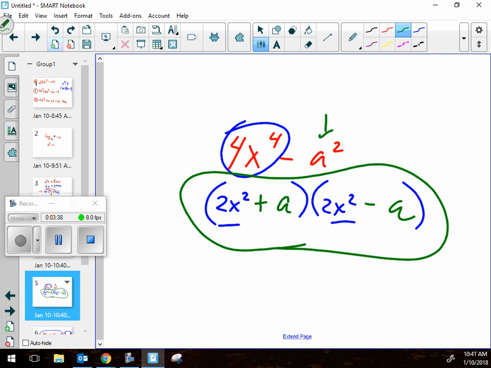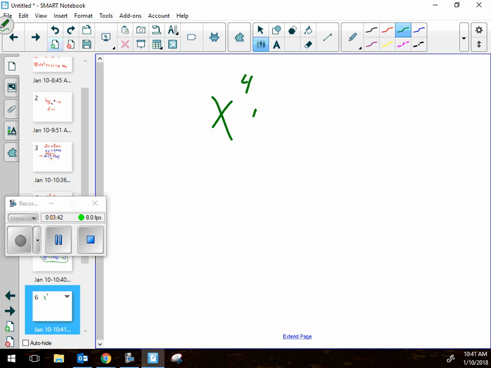Raise your hand if you had that one right. Good, move on to the next kind. How about this? X to the 4th plus 2x squared plus 1. Now, that's weird because it's got an x to the 4th. But anytime it's got 3 terms like that, you should just go right to the 2 parentheses and see if you can do it.